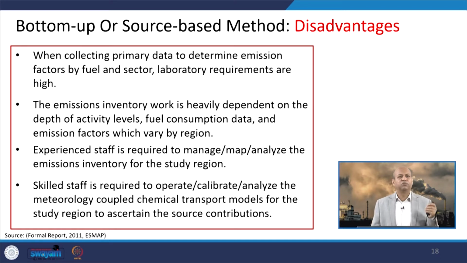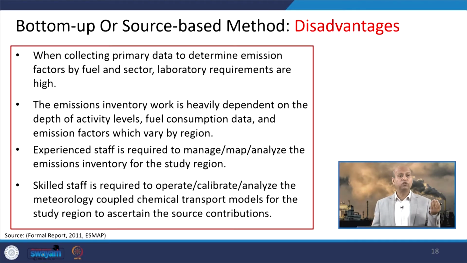But there are certain disadvantages also. Like when we go for collection of primary data and we go for emission inventory development based on emission factors, the laboratory requirements for generating those emission factors make it a very expensive process basically. Highly complicated laboratory equipment is needed for different kinds of vehicle emission factors. So, for each activity, if we need to have the emission factor, it is a huge task, basically needs a lot of resources, a lot of infrastructure and skilled manpower.